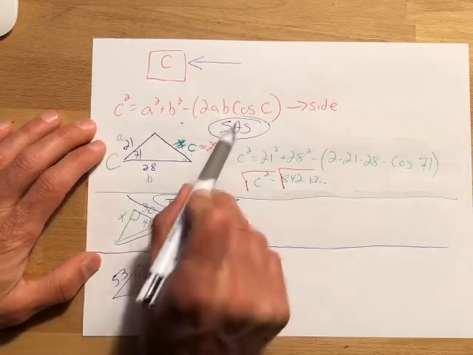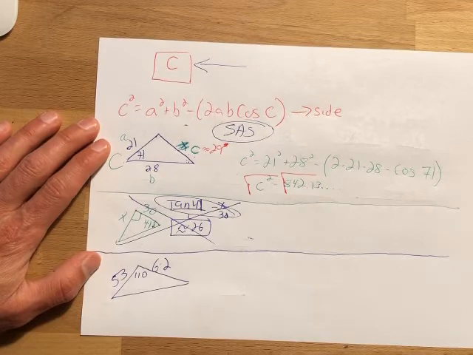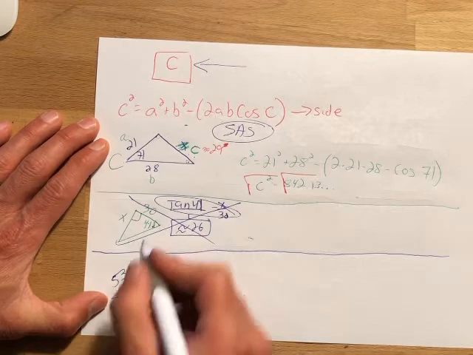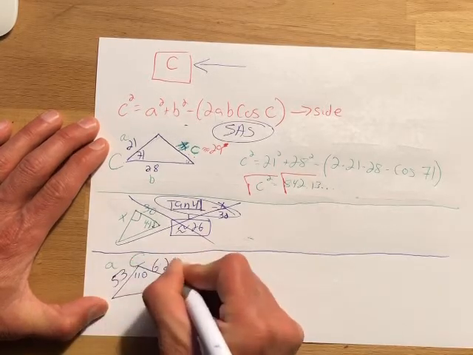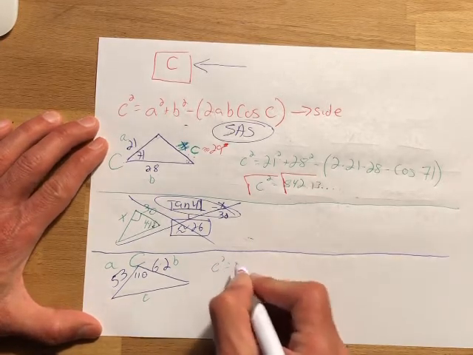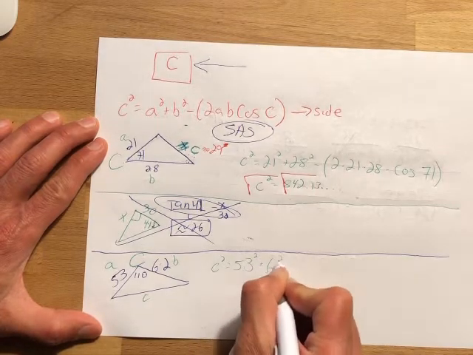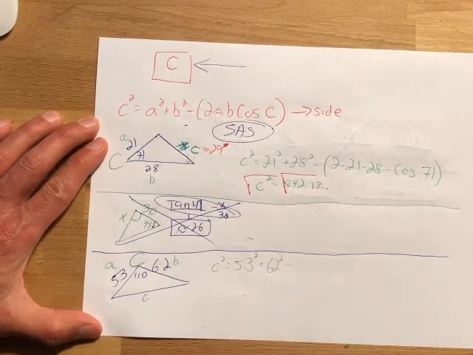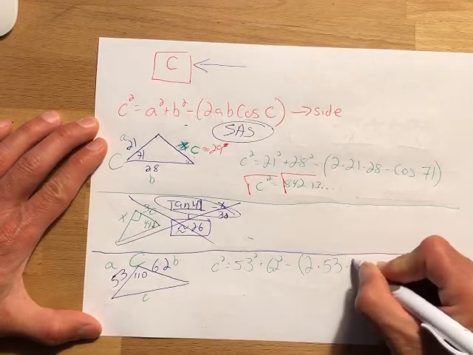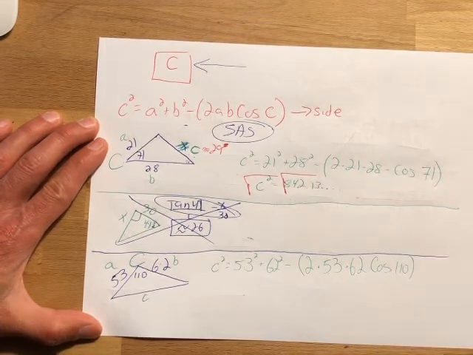Okay, remember whenever they have SAS, side, angle, side, you can always use the law of cosines. Since I'm trying to find this side, I'm going to make this my side C, and this is going to be my angle C. For A and B, it doesn't matter which one's which. Now I'm going to plug this in. C squared equals A squared plus B squared minus 2 times 53 times 62 times cosine of 110.